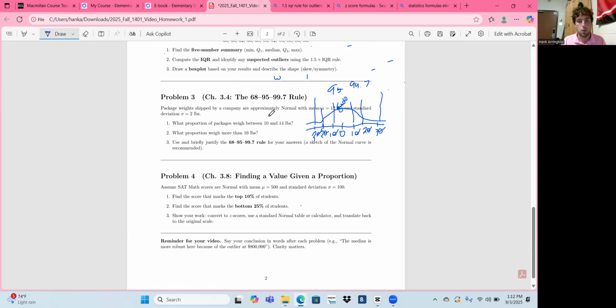Okay, so it's asking us what is the proportion of packages that weigh between 10 and 14 pounds. So we see that the mean is 12, and the standard deviation is 2. So 12 plus 2 is 14, 12 minus 2 is 10. So we know that these two are both one standard deviation from the mean. And if we revert back to our rule, from one standard deviation below the mean to one standard deviation above the mean lies 68% of our data points. So what proportion of packages weigh between 10 and 14? It would be 68%.